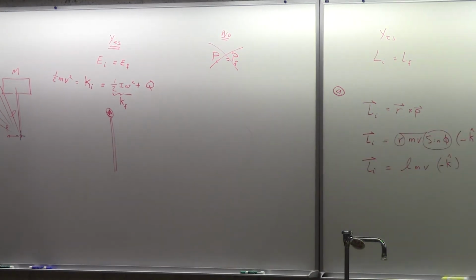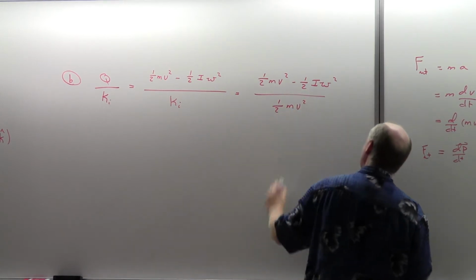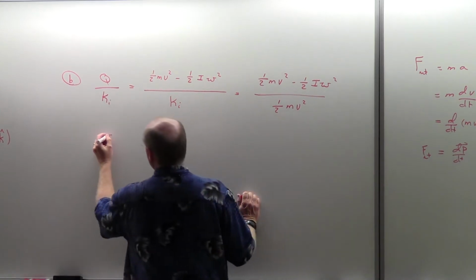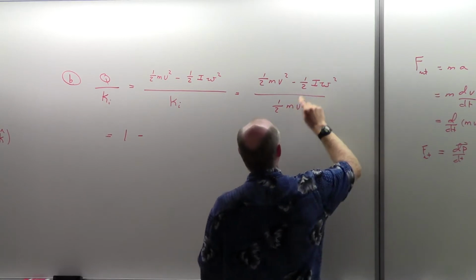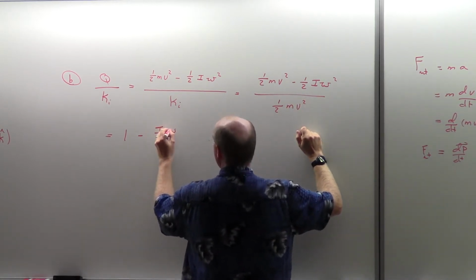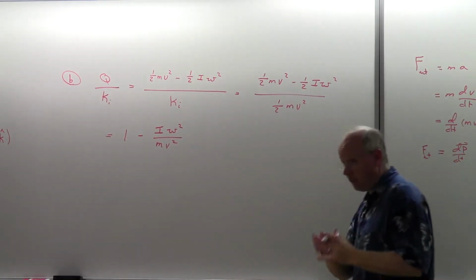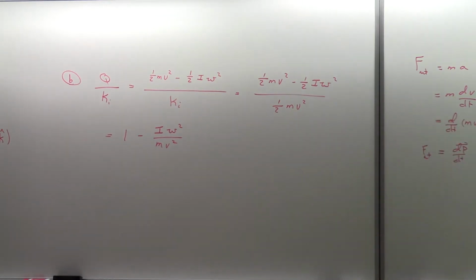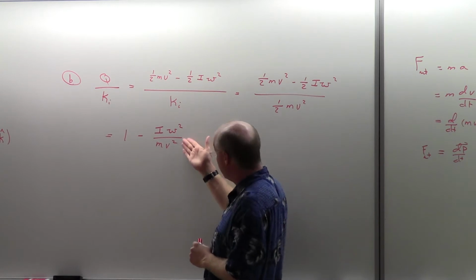And in fact, I should probably put the original kinetic energy, the original kinetic energy is a 1/2 mv squared. And that helps me with my algebra because the first term then becomes a 1 minus, and the halves cancel off, and you have I omega squared over mv squared. And so that's what we have so far, anyways. And then there's the omega r over v.